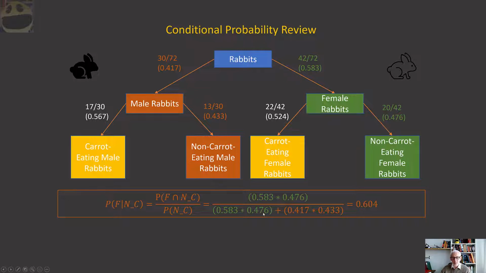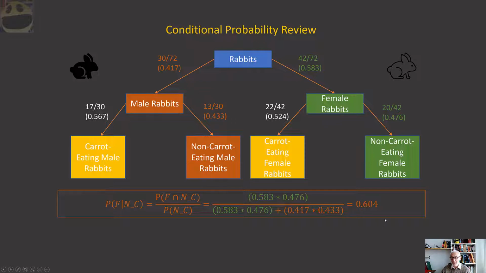And then the total probability that you are not a carrot eater is going to be the probability of coming from rabbits to males to non-carrot eating, and female to non-carrot eating. You add those two together on the bottom line. You do the calculation and you arrive at the fact that the probability that you're female, given that you don't eat carrots, is 0.604, which might seem a little bit odd, bearing in mind that there are a lot more non-carrot eating female rabbits, 20 out of 42 compared to 13 out of 30.